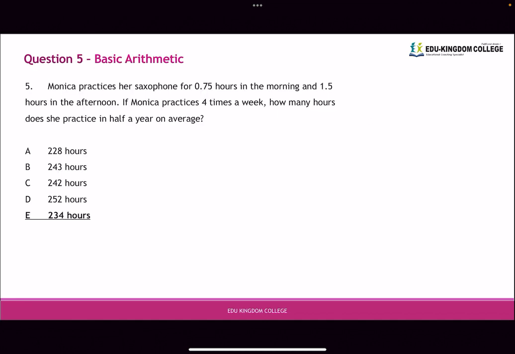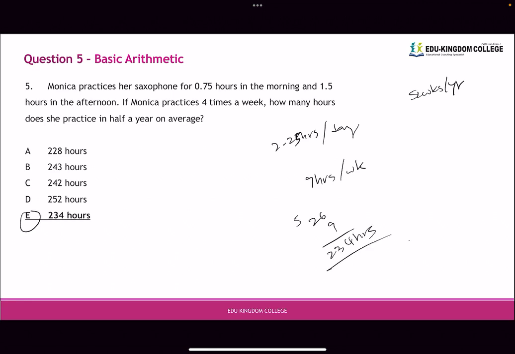Okay. So Monica practices her saxophone for 0.75 hours in the morning, 1.5 in the afternoon. So that's 2.25 hours a day. She practices 4 times a week. So that's 9 hours a week. How many hours does she practice in half a year? In 1 year, there are 52 weeks, so half a year is 26 weeks. So over 26 weeks, how many hours does she practice? 26 times 9: 6 times 9 is 54, carry the 5 over, 2 times 9 is 18, so 234 hours in half a year.